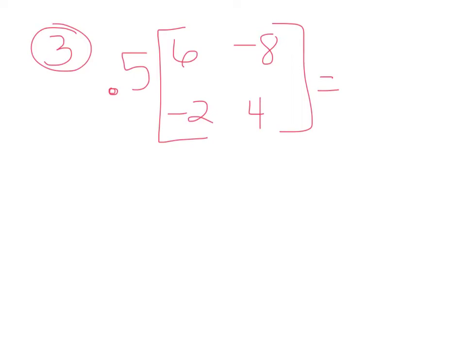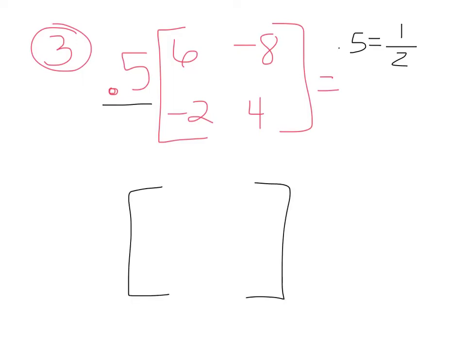Alright, this one here, we're multiplying what's called a scalar by the matrix. The scalar is actually this 0.5. Okay, well 0.5 is the same as 1/2. So we're just multiplying everything by 1/2, or dividing it by 2. So we just divide every single digit in the matrix by 2.